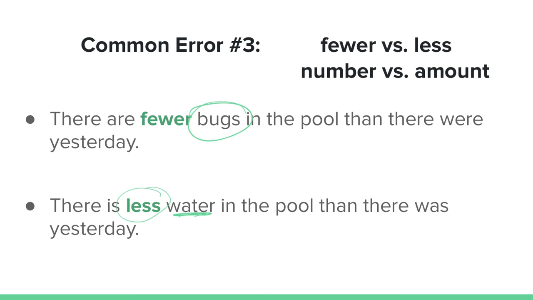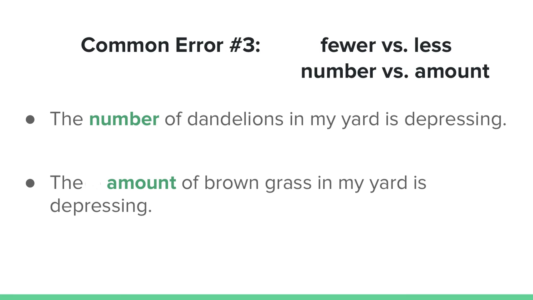Water is not countable. Okay, let's talk about number versus amount. The number of dandelions in my yard is depressing. We use number because dandelions are countable. You could count the dandelions in the yard. It might take a long time. It might be annoying, but you could do it. They're countable, so you would use number.